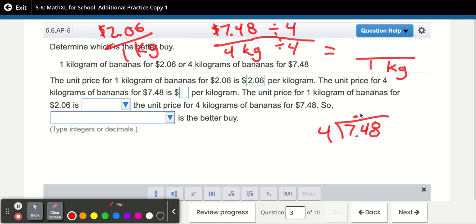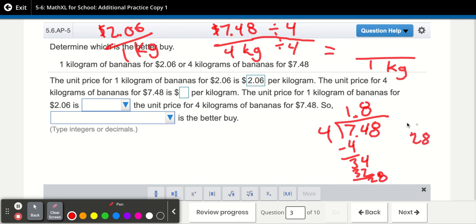$7.48 divided by 4. Well, 4 goes into 7 one time. 7 minus 4 is 3. We drop down that 4. We have 34. Oh, I'm going to run out of space down there. And 4 goes into 34 8 times, and that's 32. So we got 34 minus 32 is 2. And we drop the 8 down for 28.